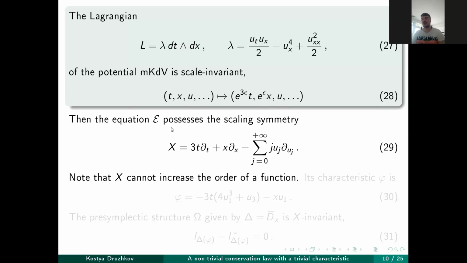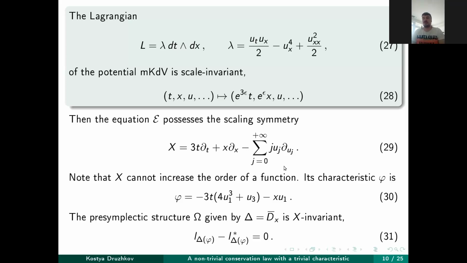Then the equation, the potential MKdV, the infinitely prolonged one, possesses the scaling symmetry X, given by formula 29. So we have these two terms plus the infinite sum of the operator. Of course, if j equals 0, then we don't have the corresponding term here, right? Just the sum actually starts from j equals 1 because the coefficient is 0 if j is 0. But still, we have this scaling symmetry. I mean that this scaling symmetry doesn't scale u. The corresponding coefficient is 0. But it scales derivatives, and it's important. Because of this term, the scale symmetry scales the derivatives, ux, uxx, and so on, with the corresponding coefficients given by the order of the derivative.